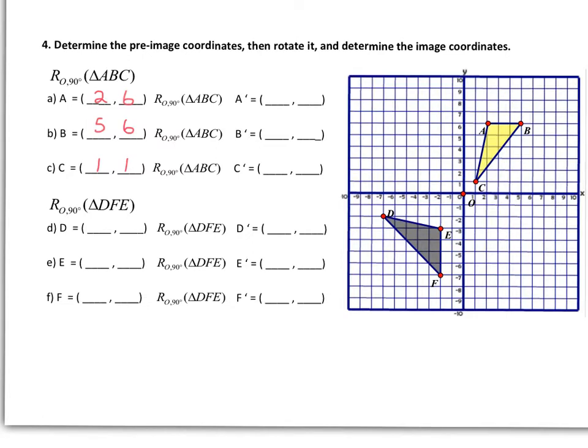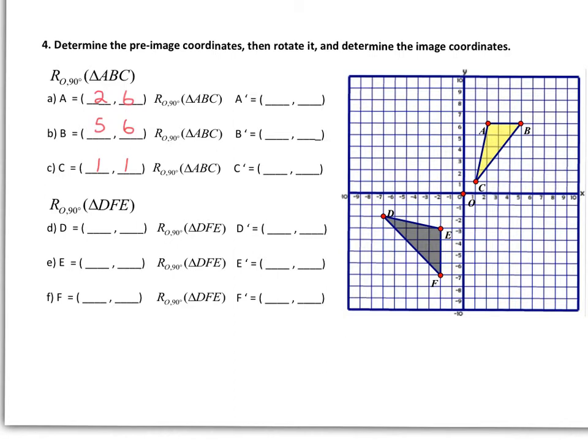Okay, this question is asking us to identify the pre-image coordinates, which I already have: (2, 6), (5, 6), and (1, 1), and this is the yellow triangle. And it's asking us to rotate it about the origin 90 degrees clockwise to form triangle A prime, B prime, C prime.